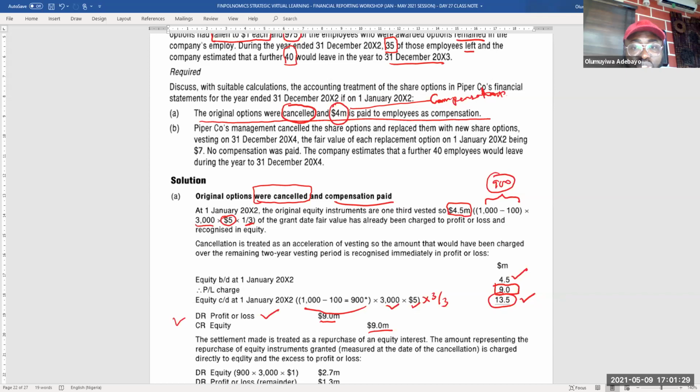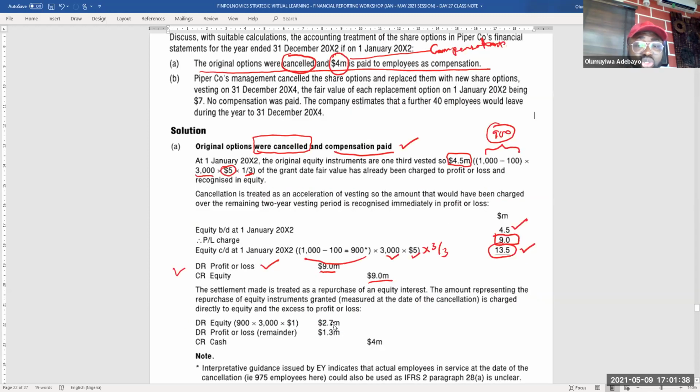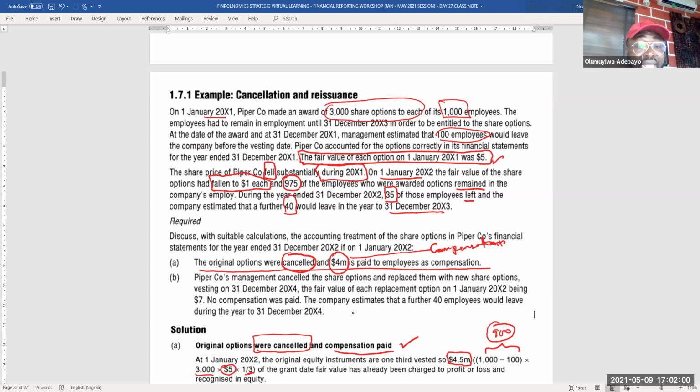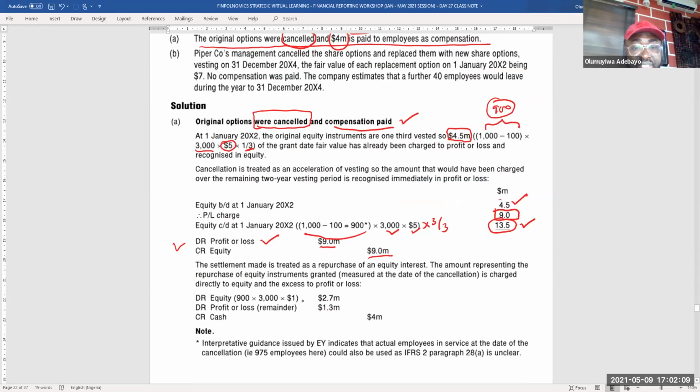But again, there was a compensation we paid, which is an additional cash expense. Based on normal accounting entries, instead of treating it as a cash expense, first you treat it as purchase of equity, which means out of the 4.5 that you have recognized in equity before, 4 million is being purchased back. And of that, what was the fair value of the option? It has fallen to $1, which means $1 worth of shares is what was eventually purchased back, which is $1 times how many shares vest? 900 people and 3,000 per person. This $1 is the fair value of the option at cancellation. You multiply that and you get 2.7.